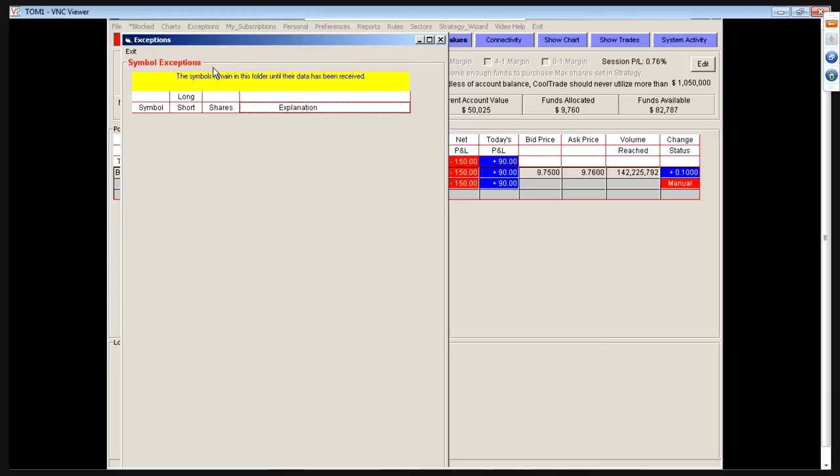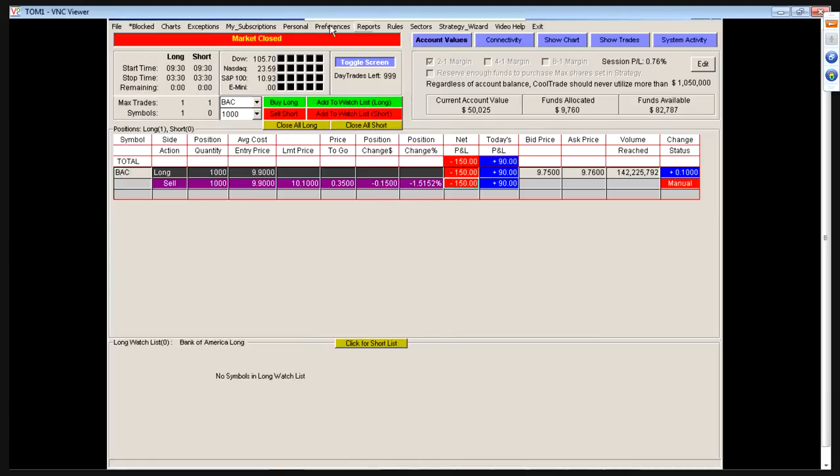Exceptions. If the broker ever has an issue filling an order, then what they'll do is they'll kick it back, and the auto trader will populate it into the exceptions folder. If you'd like to pursue it, you can contact the broker and talk to them about it. If you're trying to short a stock, there may not be any shares available. That's an example of when it would enter into an exception.